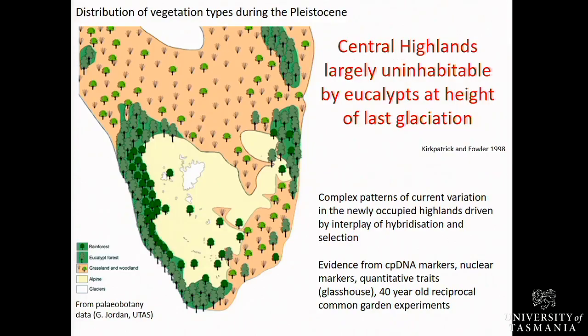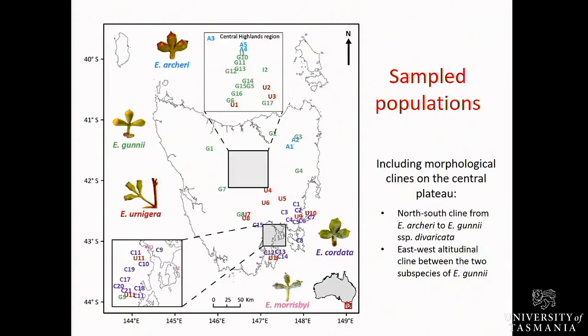So as I said, that's their current distribution. The Central Highlands area was thought to be uninhabitable by trees in the last glaciation. And so these populations that are there now have come back into contact there. I'll show that the complex patterns of variation, that interplay of hybridisation and selection today, and I already told you the types of data that let us come to that conclusion.